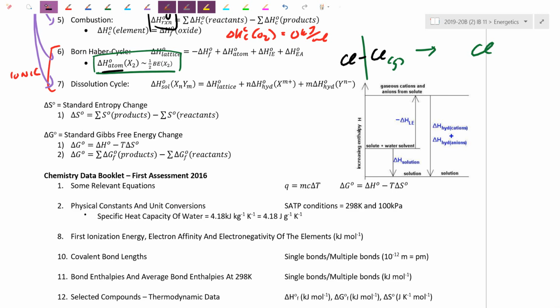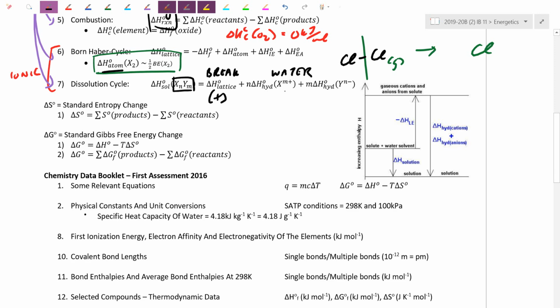Dissolution we ended off with last day here. Don't get scared over this X, N, Y, M. It's a little bit easier when they actually give you the compound. But pretty much dissolution is, let's break everything apart, let's melt the thing, but then let's surround it with water. The breaking apart will always be very endothermic.